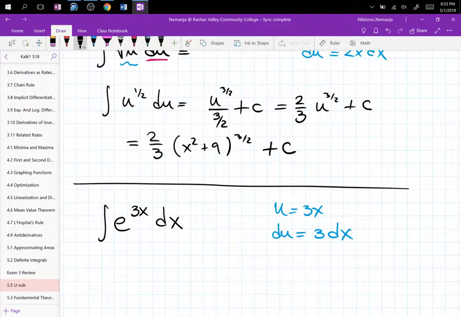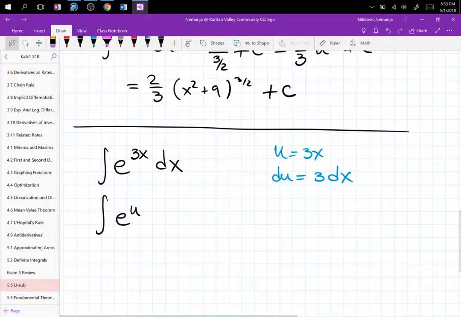Okay. I have the integral e to the x, which becomes e to the u, because 3x is u. We are substituting. Again, u sub. Right, so you're substituting.